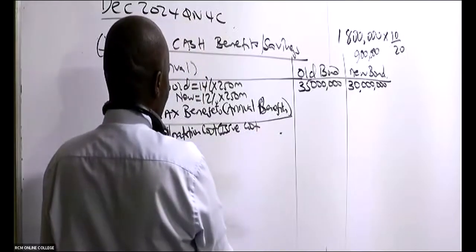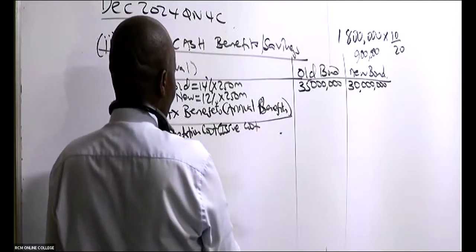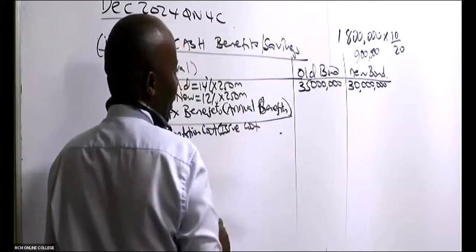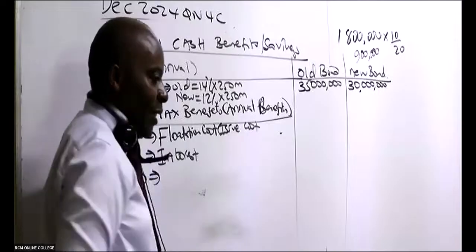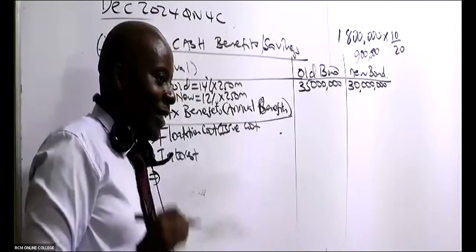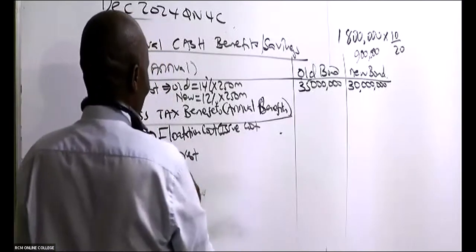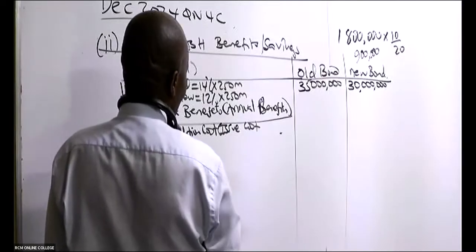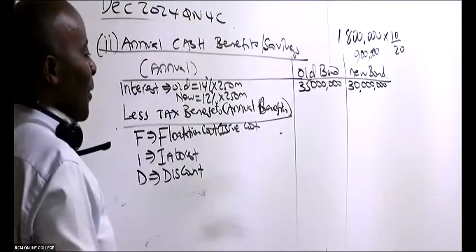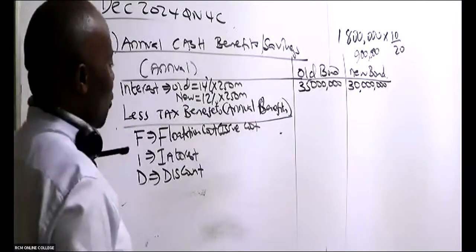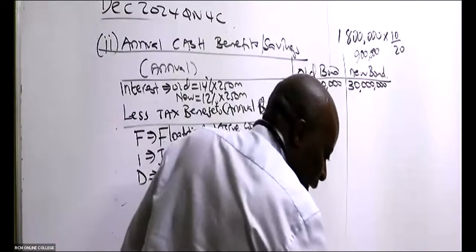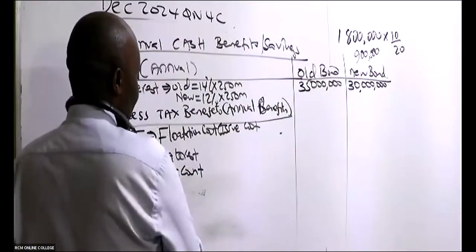Then we have I for what here? Interest, yes. I for interest. And then we have this D for what? Discount. D is for discount. So then we shall start with the issue cost, and I have to rub mine because of space.